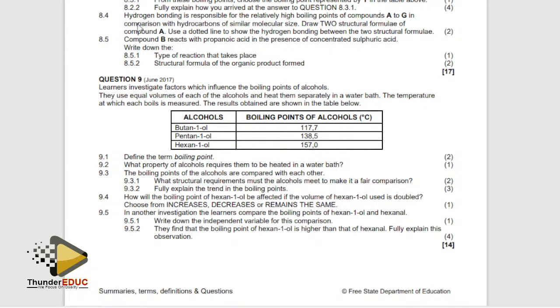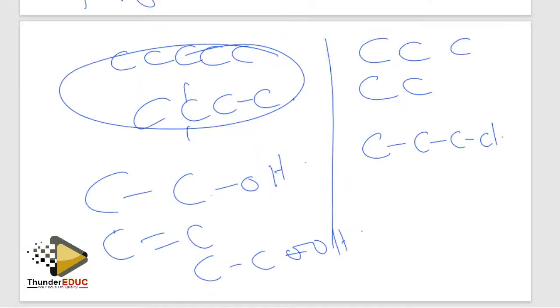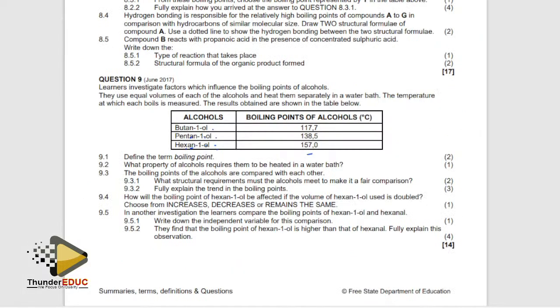Look at this. You have butanol, pentanol, and hexanol. All of them are straight chain, for example. Which one is going to have a higher boiling point? Definitely, we shall see that hexanol has a higher boiling point compared to the others. Why? Because of the number of carbon atoms. This one has more carbon atoms than that one, so it is going to have a higher boiling point. Do you understand? So, you know that.